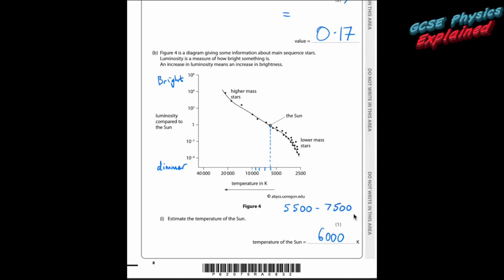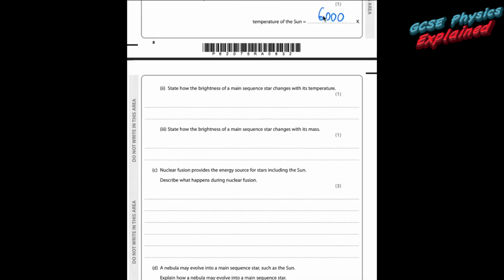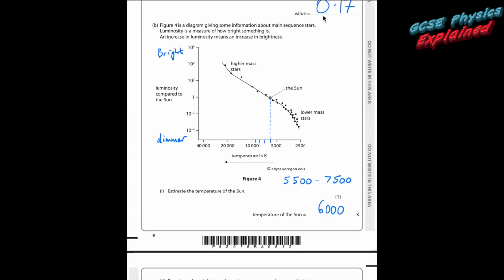Part 2. State how the brightness of a main sequence star changes with its temperature. Right, let's go back and have a look. So this is colder and this is hotter. And we can see as it gets hotter, the luminosity increases, so it gets brighter.